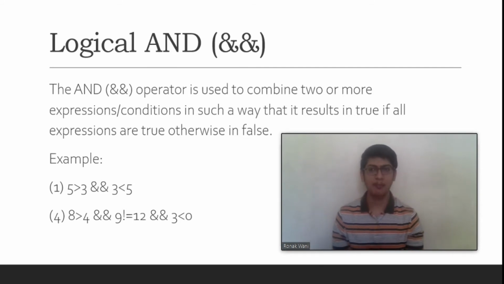Like for example, 5 greater than 3 and then 3 less than 5. The output will be true since both 5 greater than 3 and 3 less than 5 are true. Another example: 8 greater than 4 and 9 not equal to 12 and 3 less than 0. The final result will be false since, though 8 greater than 4 is true and 9 not equal to 12 is true, 3 is not less than 0, hence the output will be false.